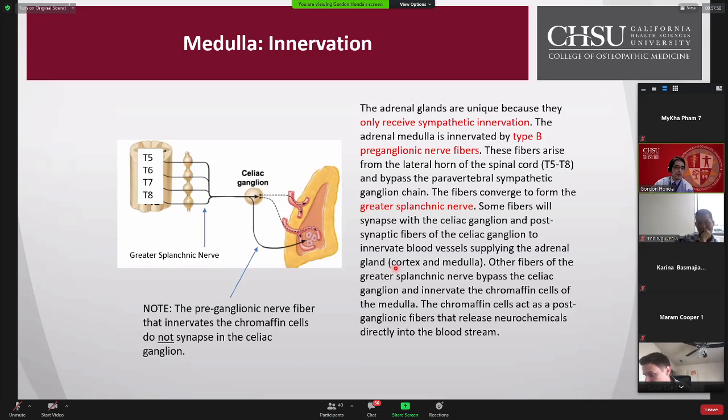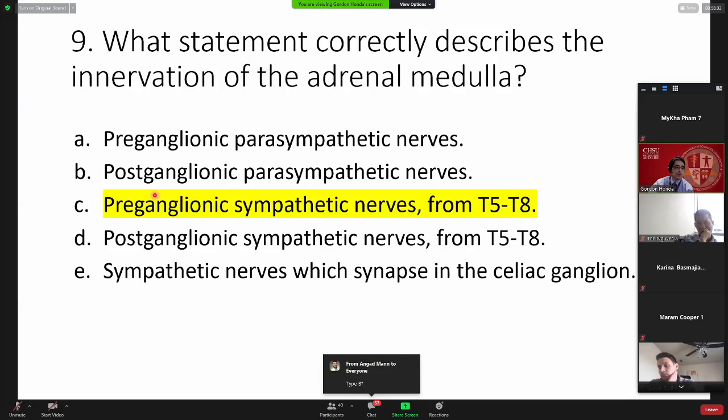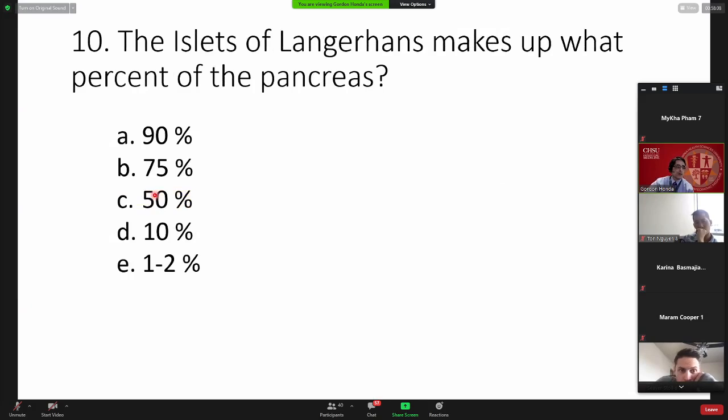So again, the answer is pre-ganglionic nerve fibers originating from T5 through T8. It's just one of those factoids that will help you on a test. My test, I don't know, I don't remember if I asked the question or not on this. This is a fast question.